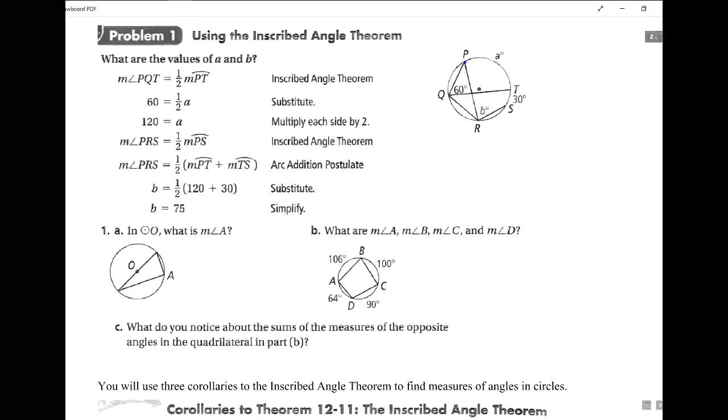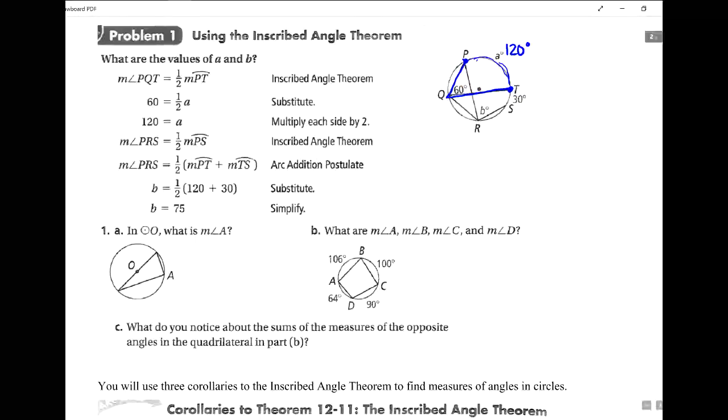So let's look first here at arc A. I'll draw that in too dark. And I can see that it has endpoints here at P and T. And I am going to use my color to highlight the inscribed angle that is associated with that arc. Okay, so I know my inscribed angle is 60 degrees, and I know that that is half of the measure of the arc, so I can say that arc PT measures 120 degrees.